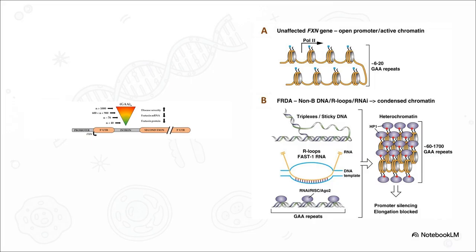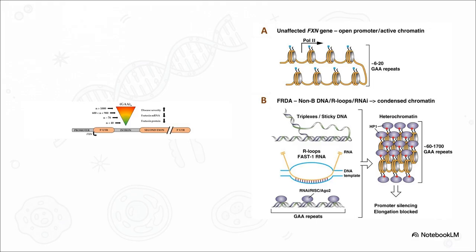Now let's look at a very specific and frankly fascinating type of mutation, the trinucleotide repeat. Consider the biological model of a really devastating neurodegenerative disease called Friedreich's ataxia. Imagine a specific three-letter sequence in the FXN gene, the letters GAA.